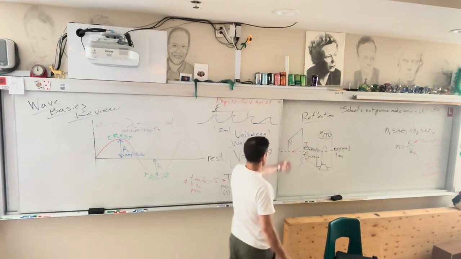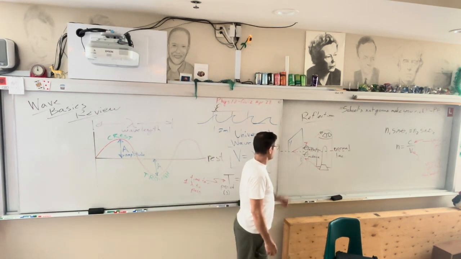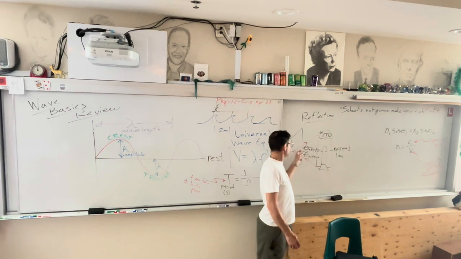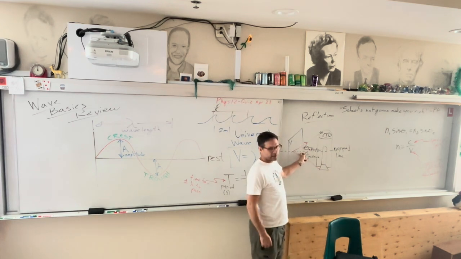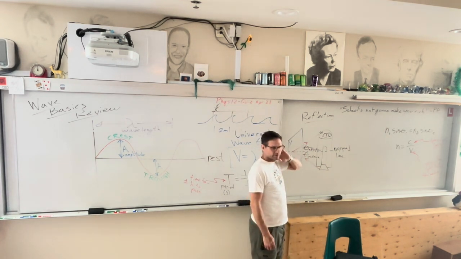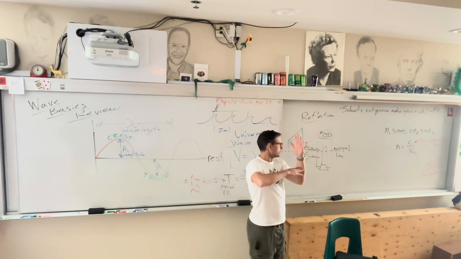I just drew R2D2 in here for some reason. This is the normal line. We always measure the angles from the normal line. What does normal mean? Perpendicular. Good. Perpendicular. Okay.